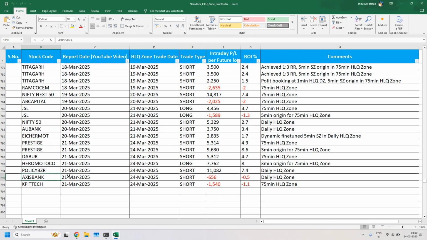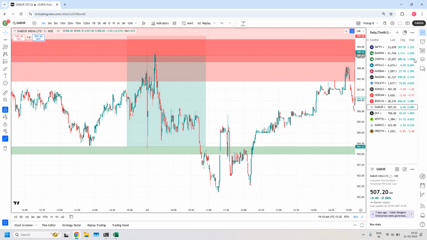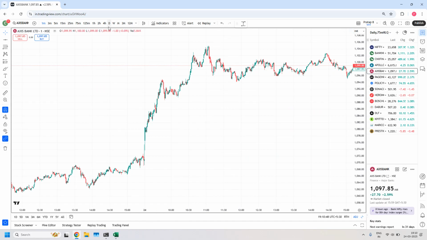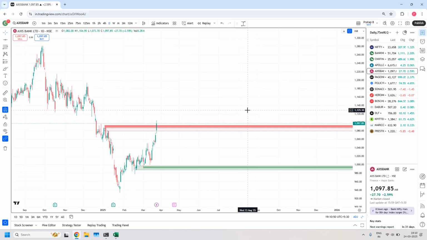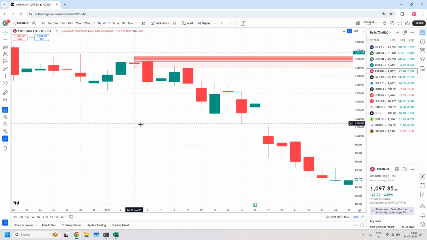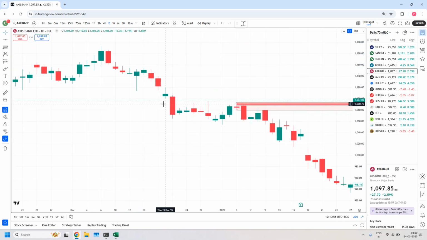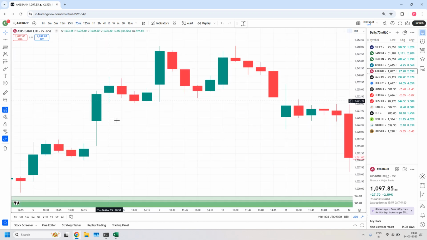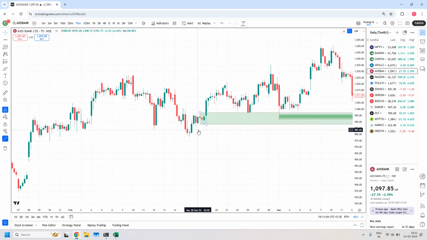One is Axis Bank. So how is it stopped out? Axis Bank is a daily high liquidity supply zone. Let's go to the daily time frame. How did our software identify this zone? As a rally base drop. Rally base drop. And this is fine tuned with the 75 minutes time frame.